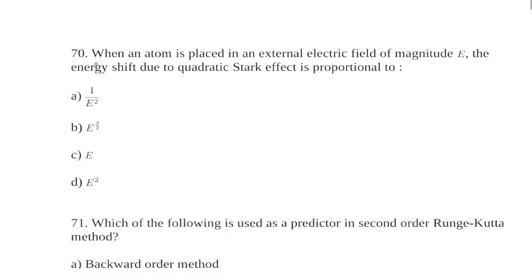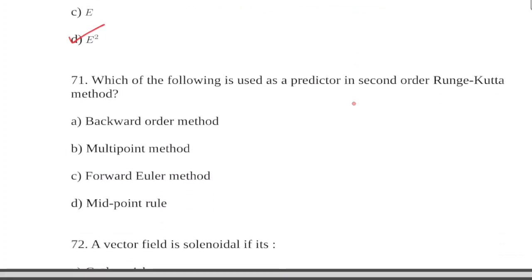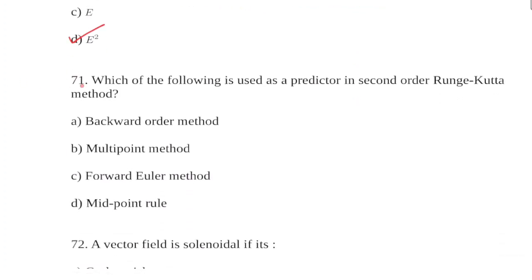Next, 70. When an atom is placed in an external electric field of magnitude E, the energy shift due to the quadratic Stark effect is proportional to E square. Okay, so the correct option is option D. 71. Which of the following is used as a predictor in the second order Runge-Kutta method? That is your midpoint rule. Okay, so your correct option is option D.